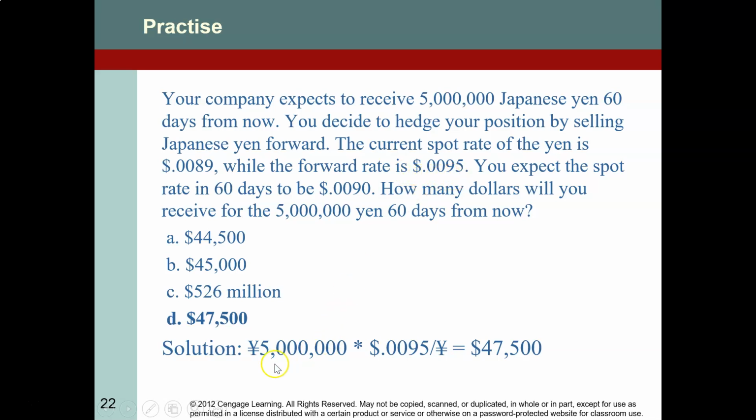Okay, so you use 5 million multiplied by 0.0095, so you have $47,500 you will receive 60 days from now. You're not going to use the spot rate after 60 days or the current spot rate. You're going to use the forward rate because you're locked in this rate by selling this forward.